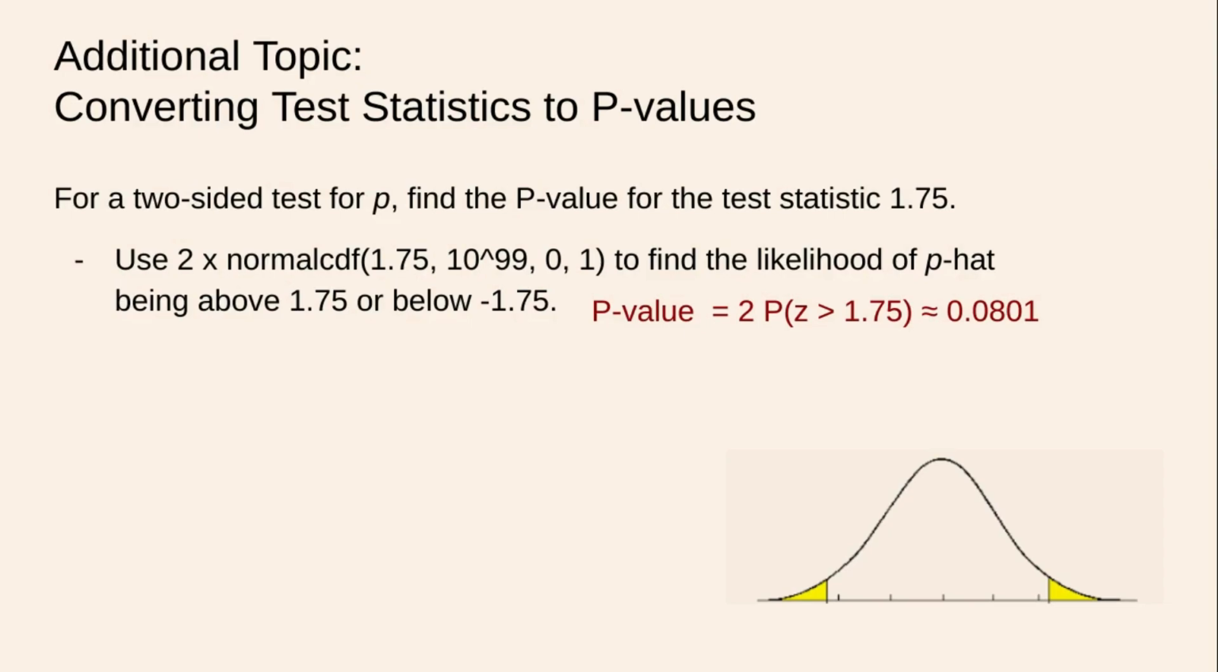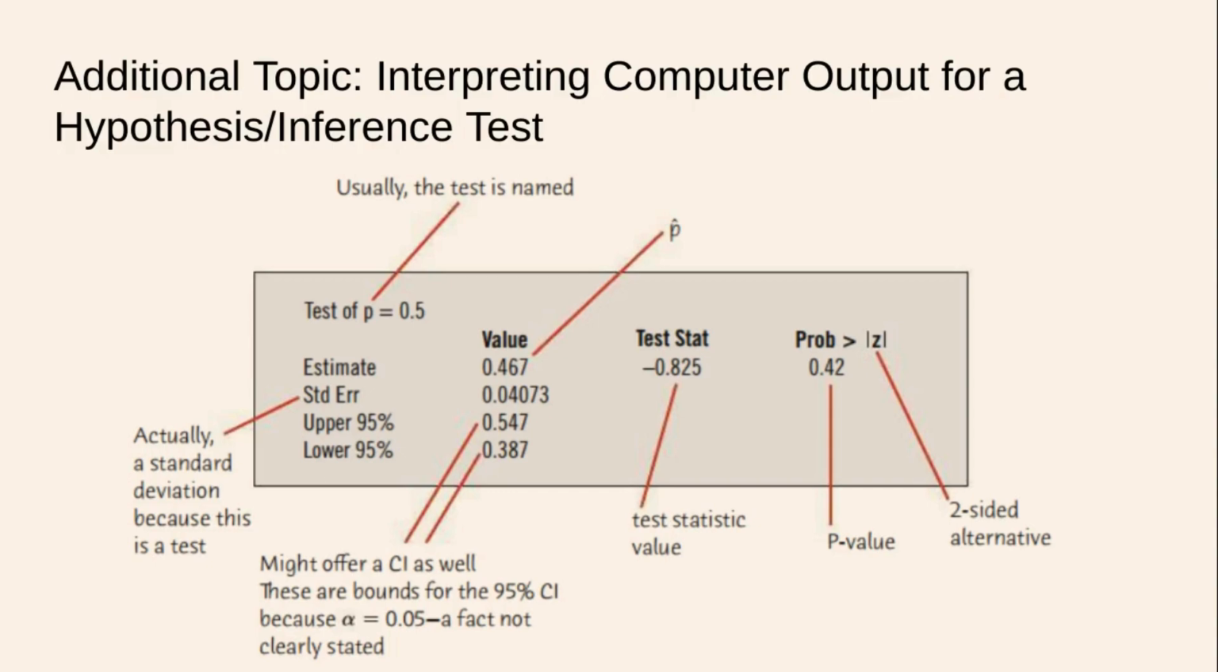If you were to enter that in the calculator, you would get 0.0801. If perchance you got something starting with 0.04, just remember you need to double the normal CDF. So make sure you multiply your normal CDF by 2, and you'll get it.